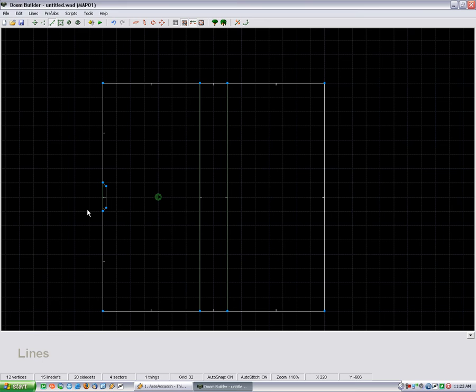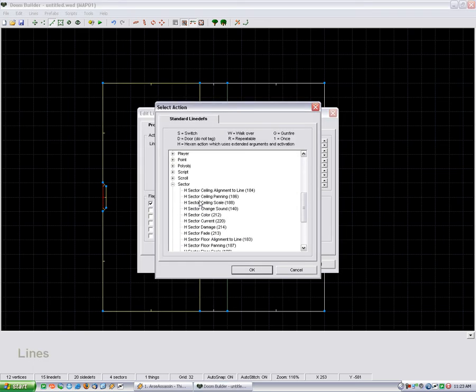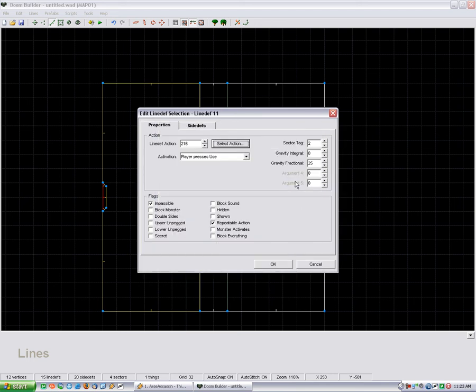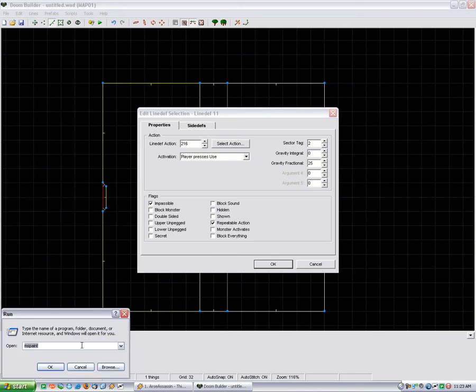What I did was I set this switch here, which uses the gravity function, where you go down to sector and set sector gravity. It's actually number 216. I gave it a sector tag of 2, and you'll see gravity integral and gravity fractional.